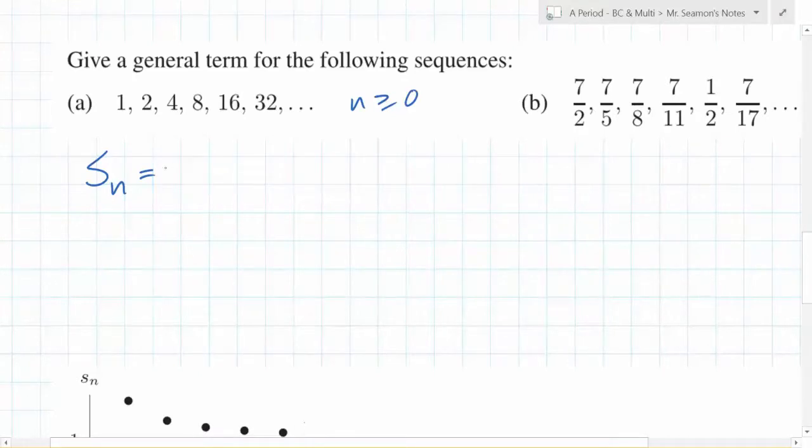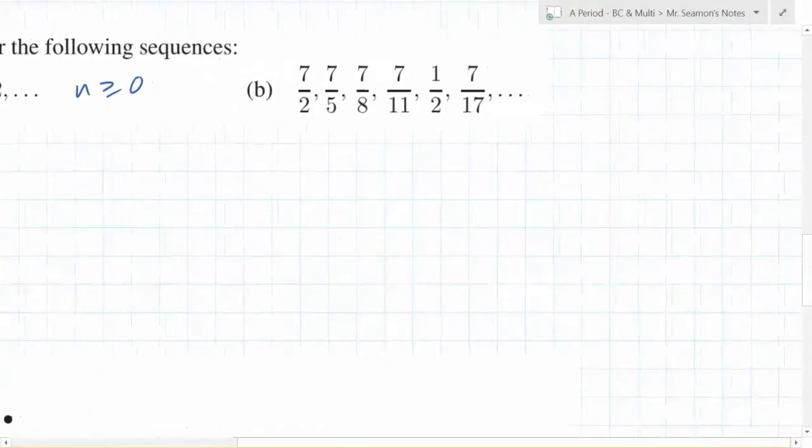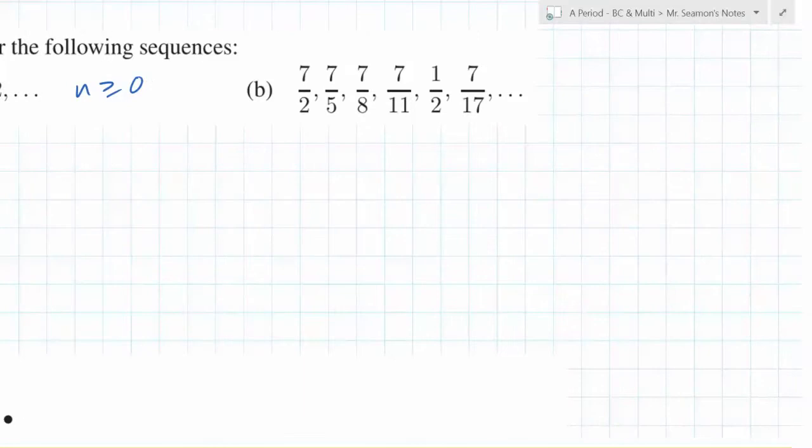Yeah, Matt. 2 to the n. Yeah. If it started at 1, you'd just be 2 to the n minus 1. It doubles every time. Yay. What about this one right here? What's the first thing you notice? What's one nice thing about it? There's a lot of 7s, right? Are there all 7s? So maybe what should you do? Change it to, yeah, so change this into 7 over what?